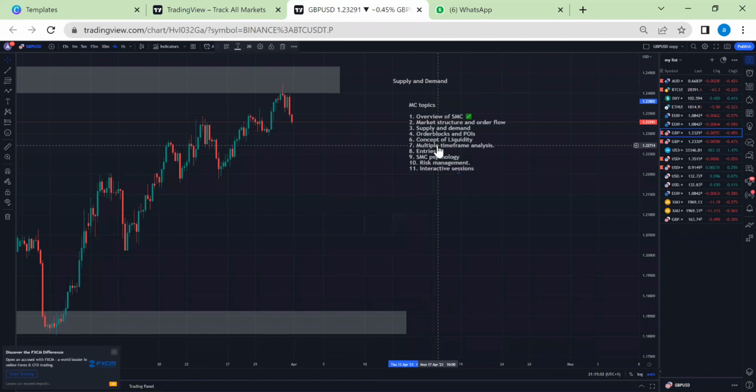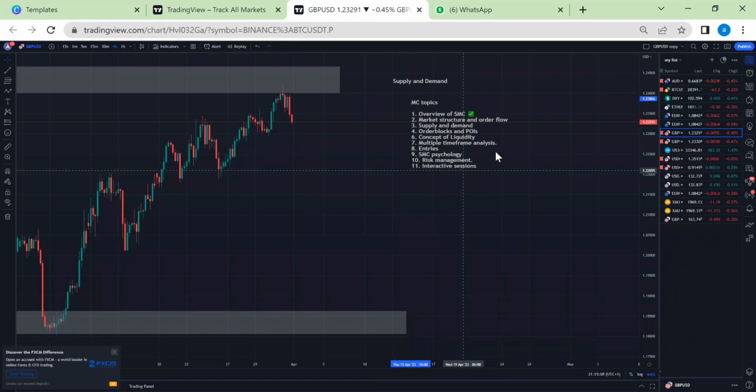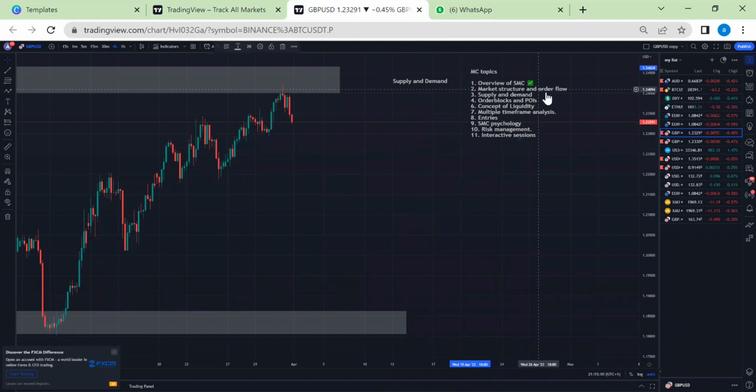Okay. So we'll start from market structure and market order flow. That's what we'll be talking about today. Then we'll talk about supply and demand itself. We'll talk about order blocks and POIs. We'll talk about the concept of liquidity. Then we'll talk about multiple time frame analysis. Okay. That's where you combine more than one analysis to get your entries. Then we'll talk about different types of entries you can use.